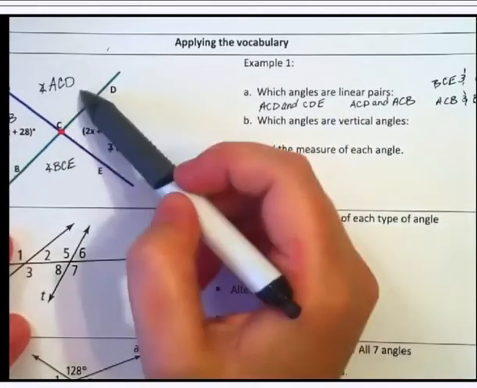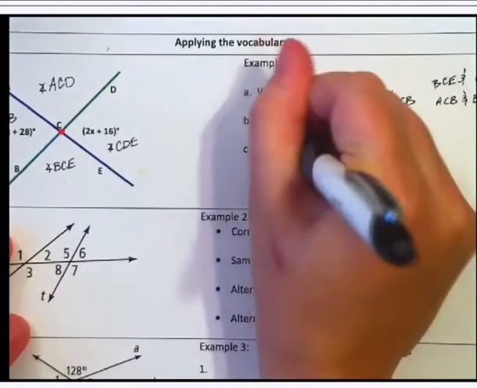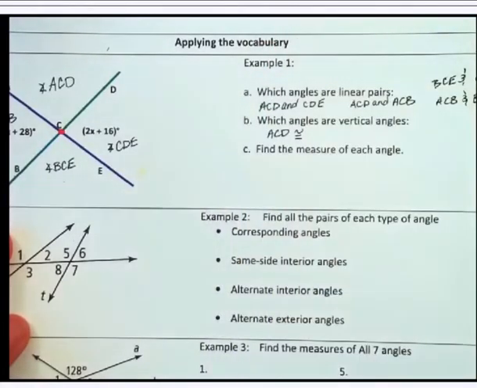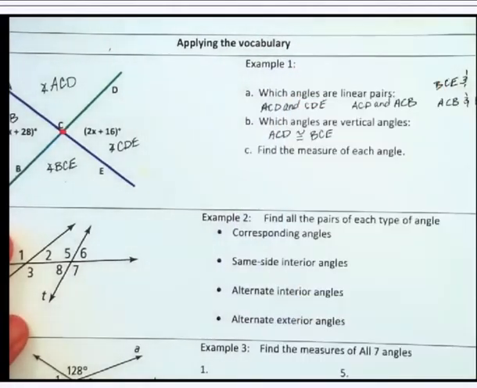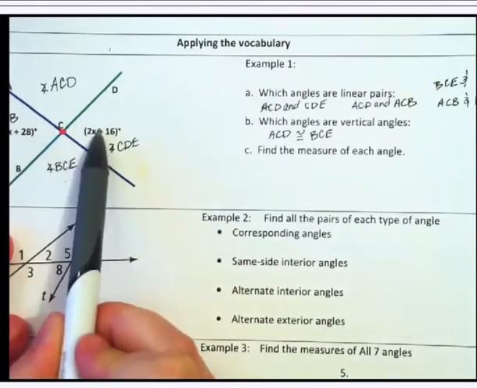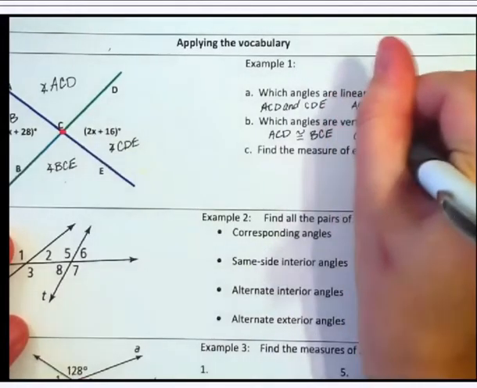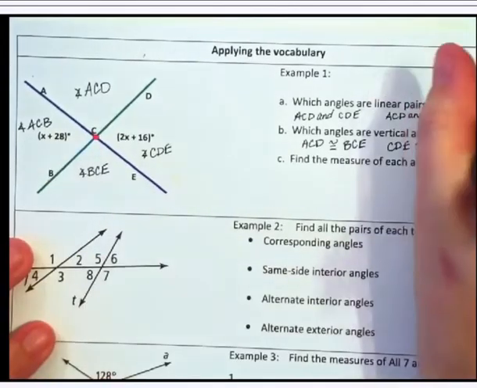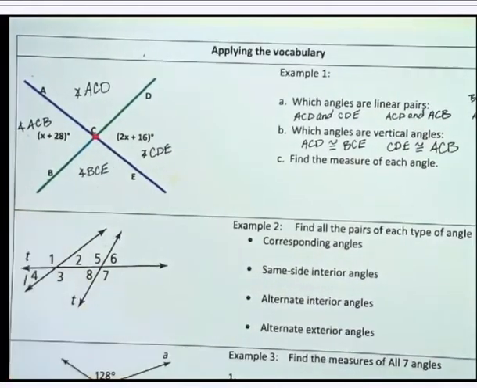Remember, vertical angles are opposite sides. So ACD and vertical angles are congruent to one another. So BCE. And also I've got these two. So CDE. I know this is just like a lot of letters. And then this angle is ACB. So we've identified all the linear pairs and all the vertical angles. Now we're about to find the measure of each angle, okay?